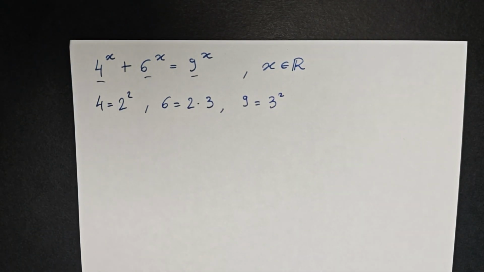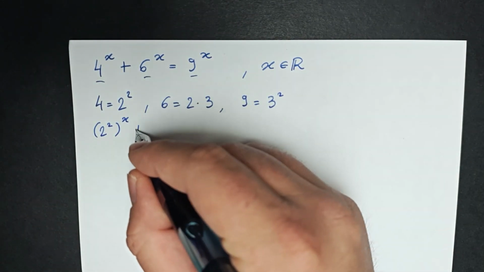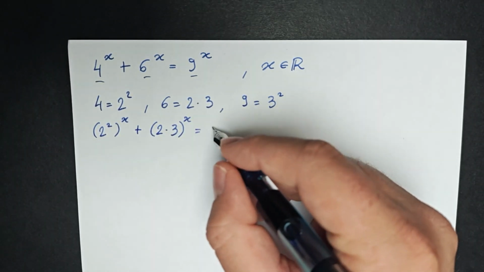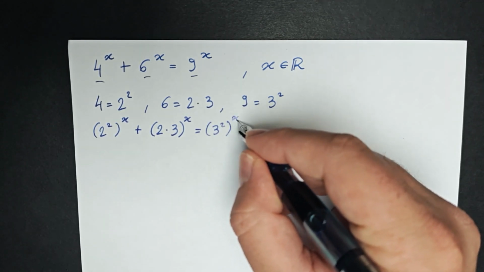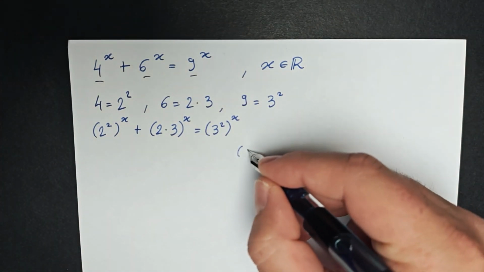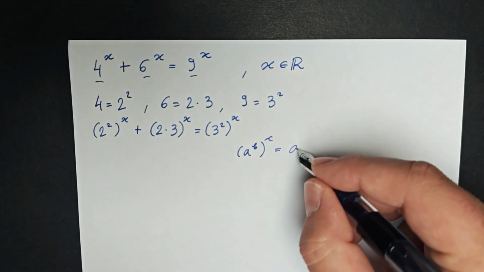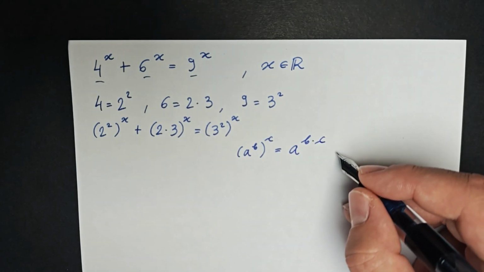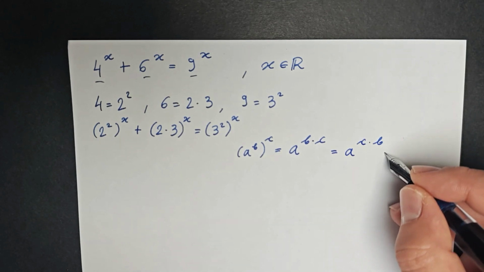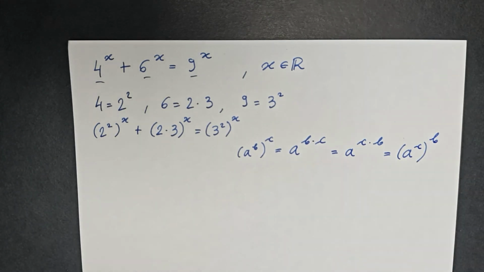Let's plug all of this into our equation. Then it becomes (2 squared) raised to the power x plus (2 multiplied by 3) raised to the power x, and that is equal to (3 squared) raised to the power x. What we can do at this step is to use the rule that a to the power b, all raised to the power c, is equal to a raised to the power b multiplied by c. Of course, this is equal to a to the power of c multiplied by b, which is a to the power c, and that entire thing raised to the power b.